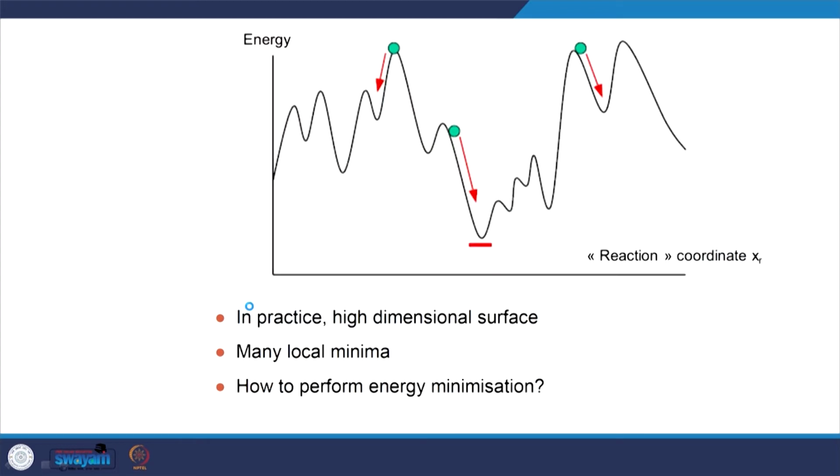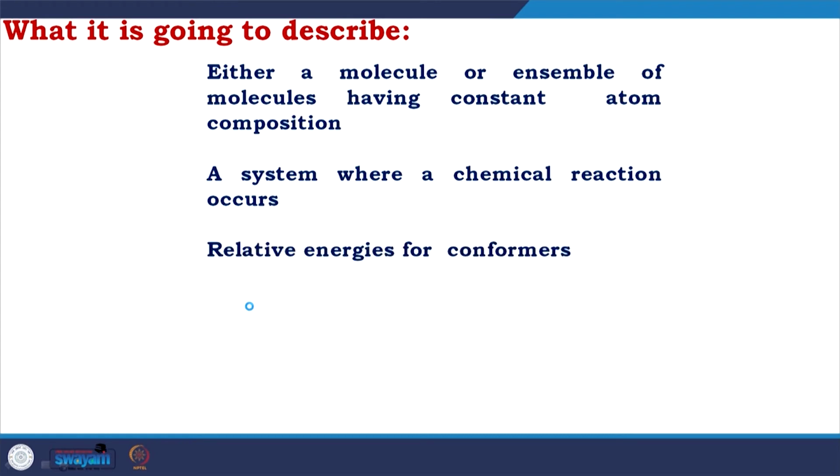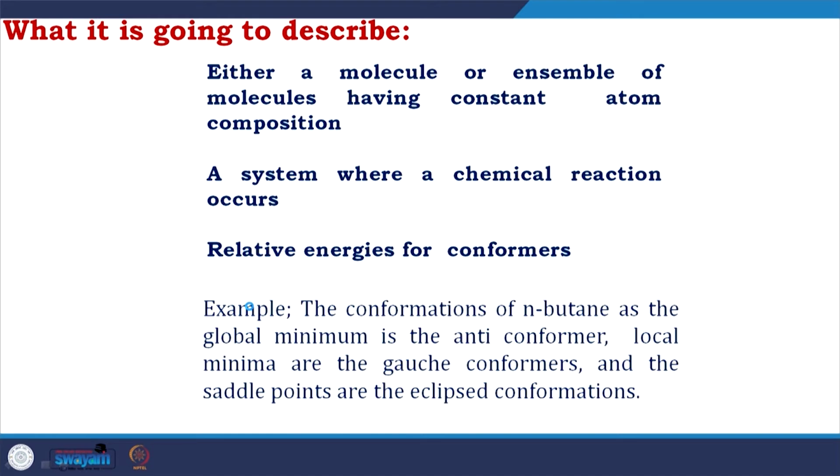As I told, in practice there are many dimensions of the surface and many local minima, and that is why we have to perform energy minimization. What is energy minimization going to describe? Either a molecule or an ensemble of molecules having constant atom composition, a system where a chemical reaction occurs, or relative energies for conformers. An example I am not giving you now because we have already discussed that.